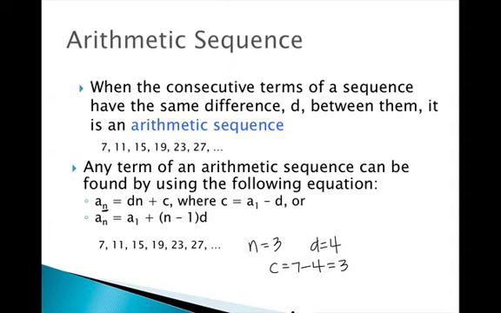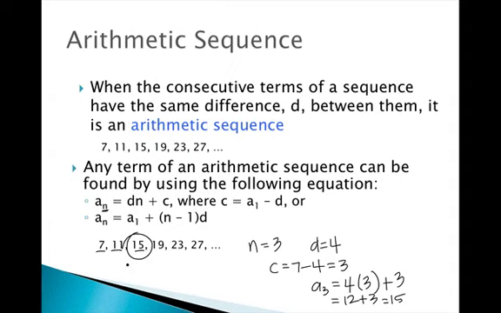Okay, so if we were to plug this into our formula, the third term of our sequence will equal d, which is 4, times n, since we're finding our third term, plus c, which is 3. So that gives us 12 plus 3, which is 15. And we can see that our third term in the sequence is in fact 15. So the formula did give us our third term.